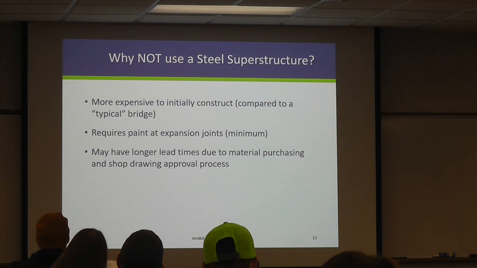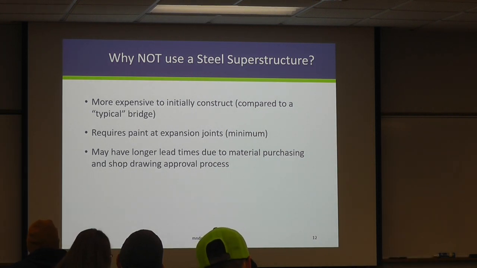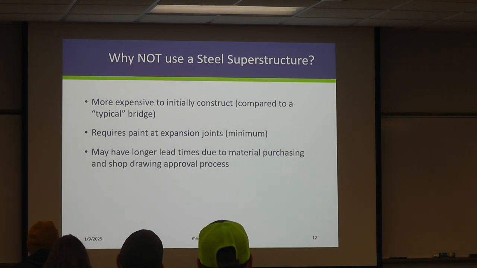So why don't we use steel all the time? Again, it's initially more expensive compared to our typical pre-stressed girder bridge. It does require a paint system underneath the expansion joints at a minimum. And paint has a much lesser life cycle than what the beam itself does, because generally out in their joints, repaint every 20 to 30 years.